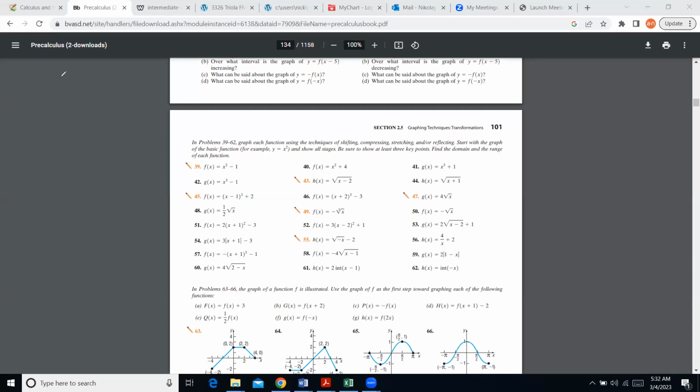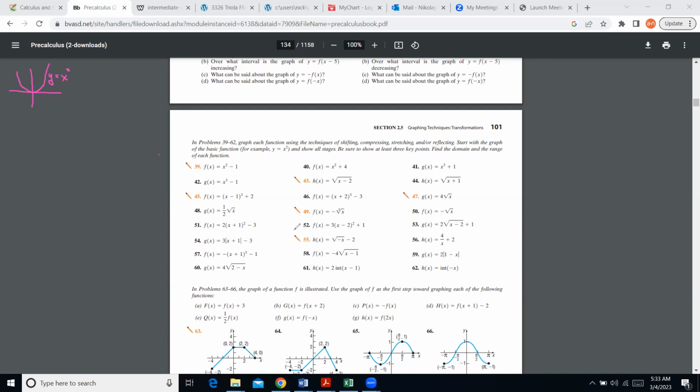So we have the so-called library of functions. And in this library of functions, there are standard graphs, such as a parabola, y is equal to x squared. So if you know this shape, then you can always graph anything that contains that square in it.